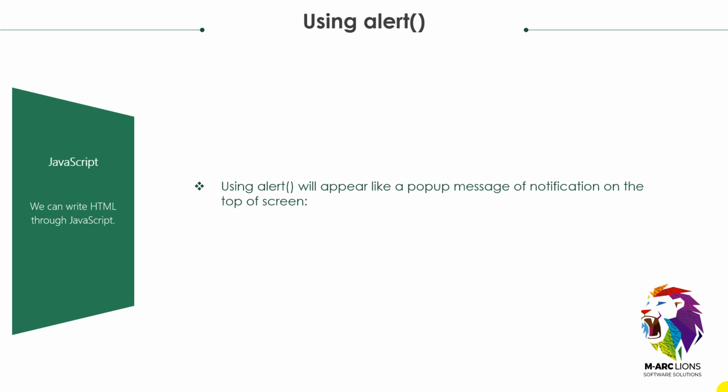Using alert will appear like a pop-up message of notification on the top of the screen. It is going to appear on the top of the browser, and as the script of alert runs, a message will appear in the pop-up. So let's see how it is working.